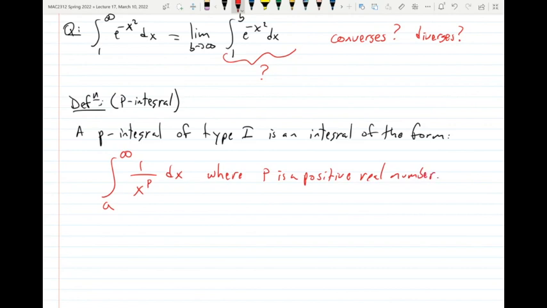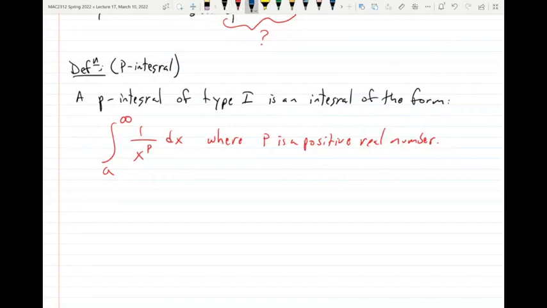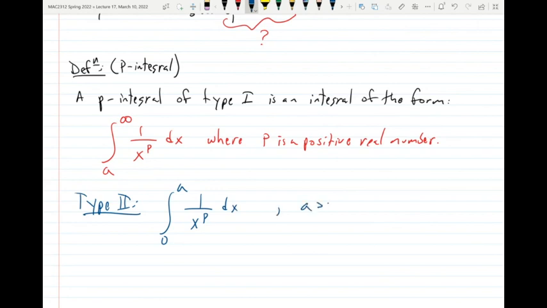And then similarly, a p integral of type 2 would be the integral from 0 to a of 1 over x to the p dx. And of course here a is a number that's greater than 0, and in the type 1 case also, a is greater than 0. This type of integrals, we call them p integrals, and these are very easy to analyze.